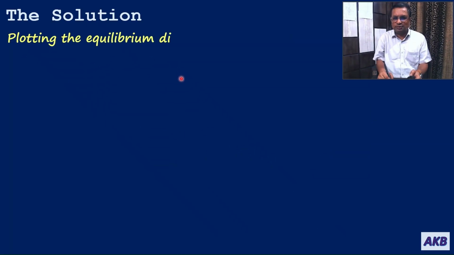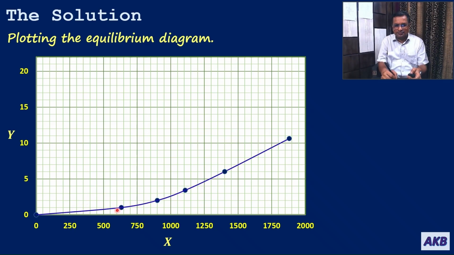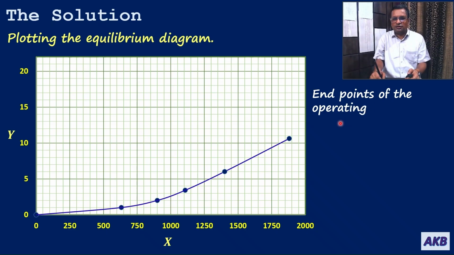So plotting the equilibrium diagram. The scale I have chosen on the x-axis, 1 centimeter is 250. On the y-axis, 1 centimeter is 5. On the x-axis, I am going to plot capital X, and on the y-axis, I will be plotting capital Y. If I plot the values of x and y that are in equilibrium with each other and that we have just now obtained, I will be getting a curve which is the equilibrium curve, and this is the equilibrium diagram. Now let us plot the operating line.